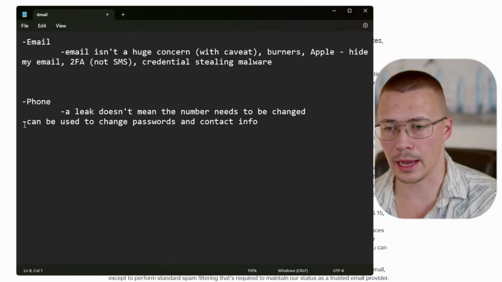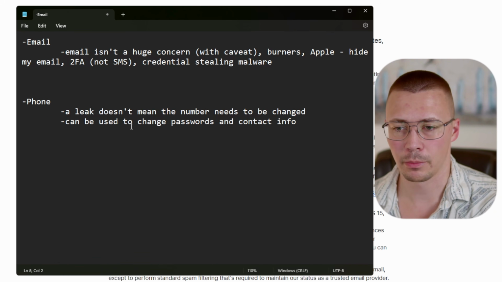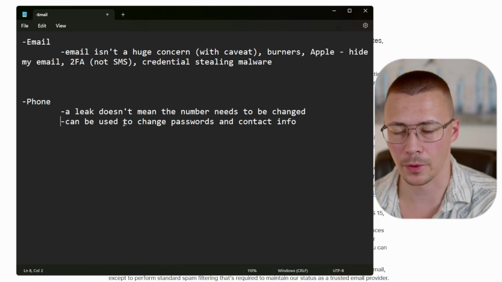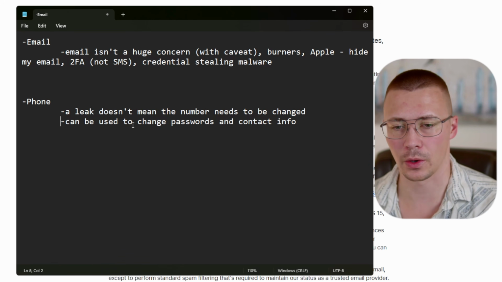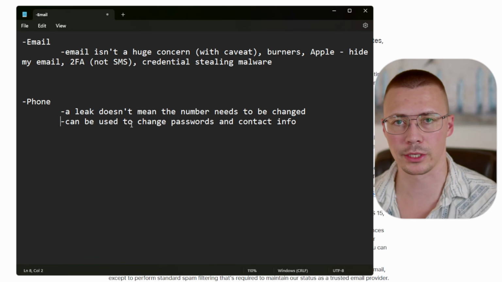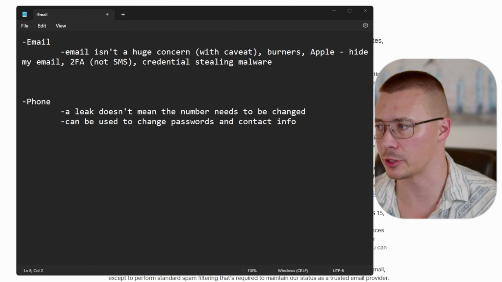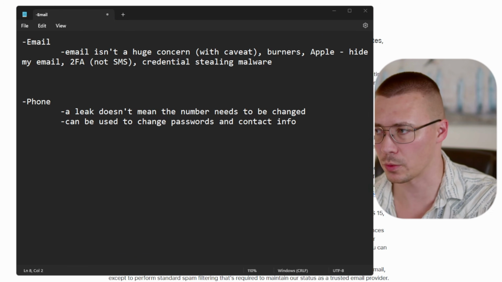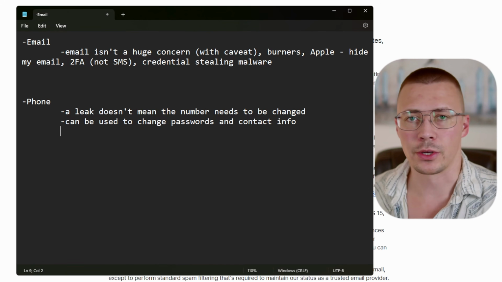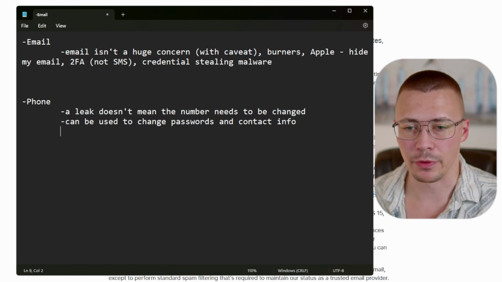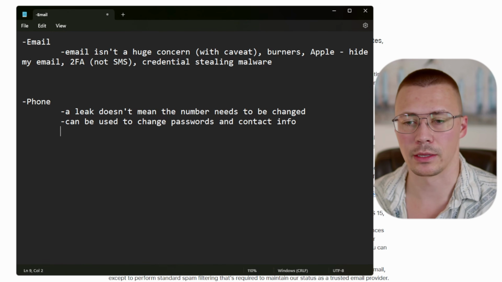The next thing is that your phone number can be used to change passwords and contact info. This is where you have to be careful with phone stuff. There are times where people will set up phone two-factor authentication. If you have any websites set up with that, I would recommend changing it over to a two-factor authentication app if you can, but there are some websites that don't allow it.